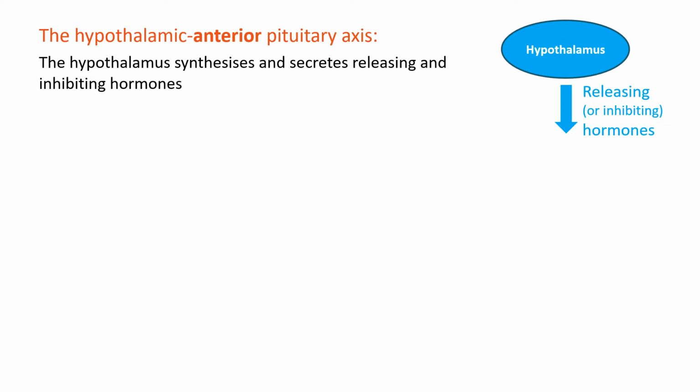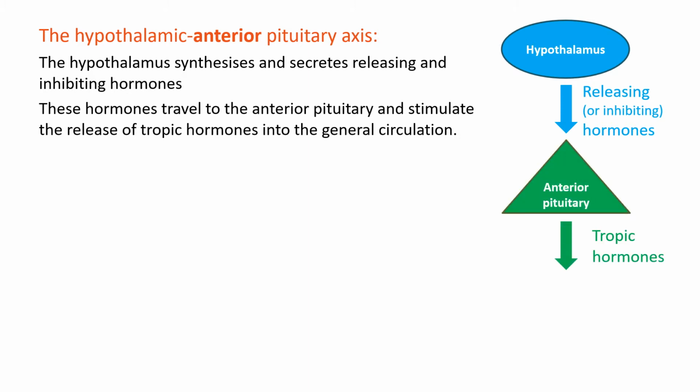The hypothalamus synthesizes through protein synthesis and secretes releasing and inhibiting hormones. These hormones then travel to the anterior pituitary to stimulate the release of tropic hormones into the general circulation. You may also see the word trophic with an H in it. Trophic really should relate specifically to hormones that promote growth. Tropic is a general term for the hormones that come from the anterior pituitary and that then act on other glands rather than having a direct action.